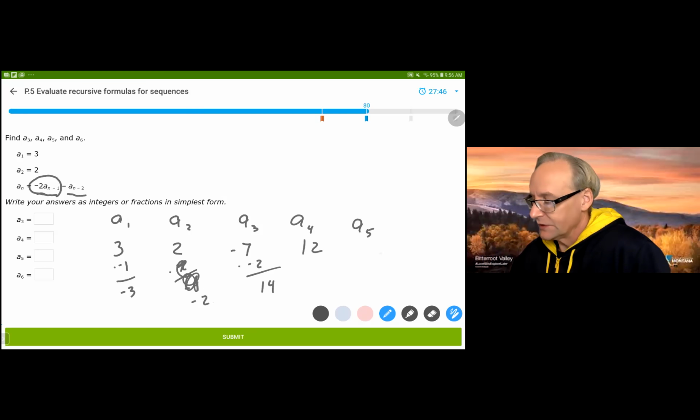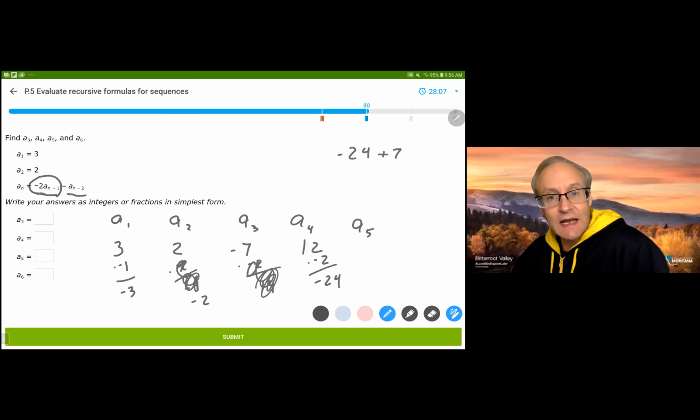A5, we're going to multiply the last term by -2. That's going to give us our -24. And then we're going to change the sign and add it to -24. Now, this can get really confusing. I'm talking about -24 minus -7, which is really +7. And the question is, who won? And the negatives win by 17, don't they?